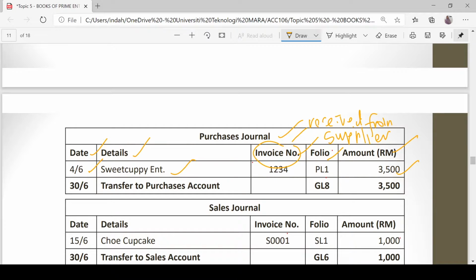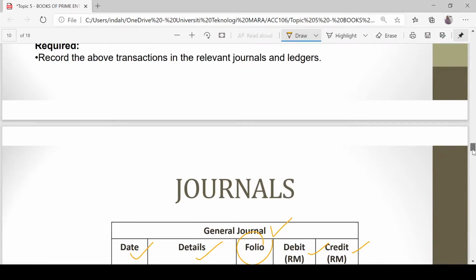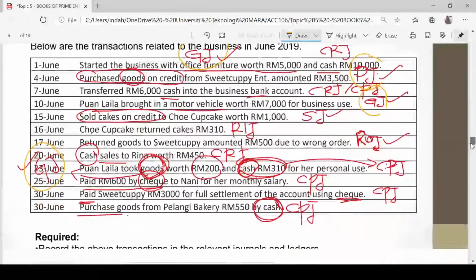All right, and then we are going to assign Sweet Copy account as PL1. Okay, and the amount is 3,500. Okay, next is sales journal. So we are going to identify again from the business transaction. Do we have any sales journal?